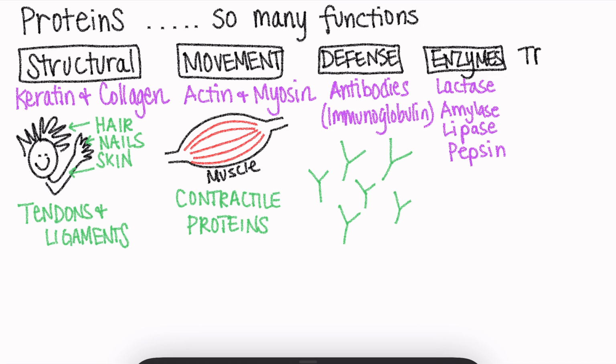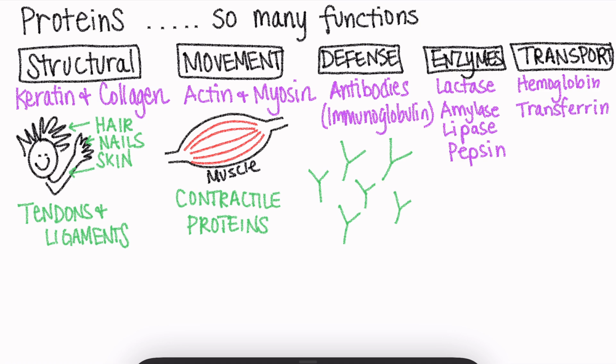Then transport. Proteins like hemoglobin transport oxygen, or transferrin transport iron, or lipoproteins transport cholesterol and other lipids. And then one last role is antigens.